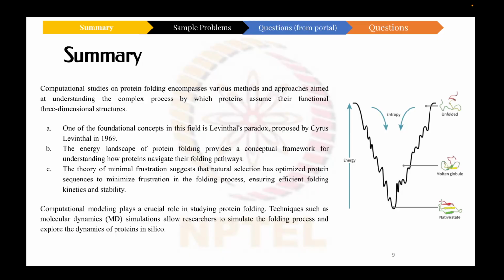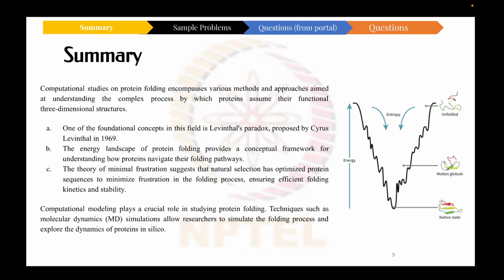Levinthal observed that the number of possible conformations for an unfolded polypeptide chain is astronomically large due to the numerous degrees of freedom involved. If a protein were to fold by sequentially sampling all the possible conformations, it would take an impractically long time, much longer than what is observed experimentally. This paradox led to the realization that proteins must fold through a series of metastable intermediate states rather than randomly sampling conformations.